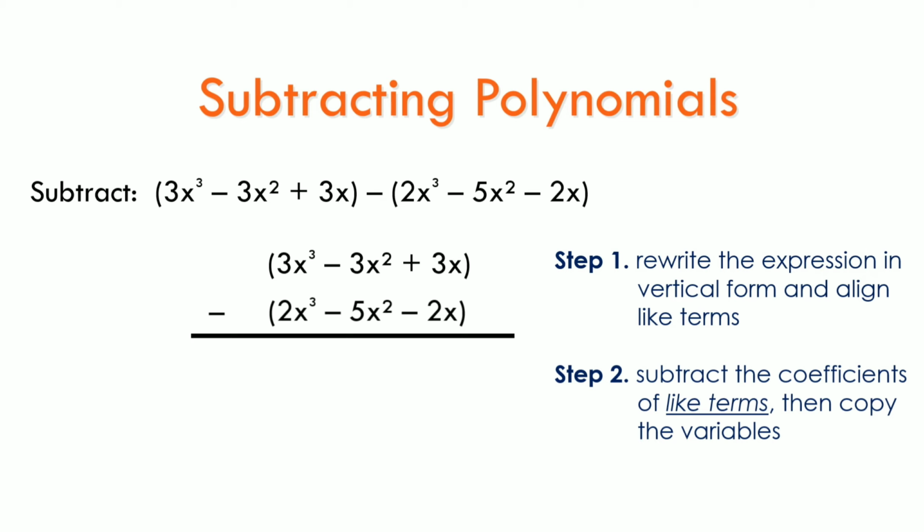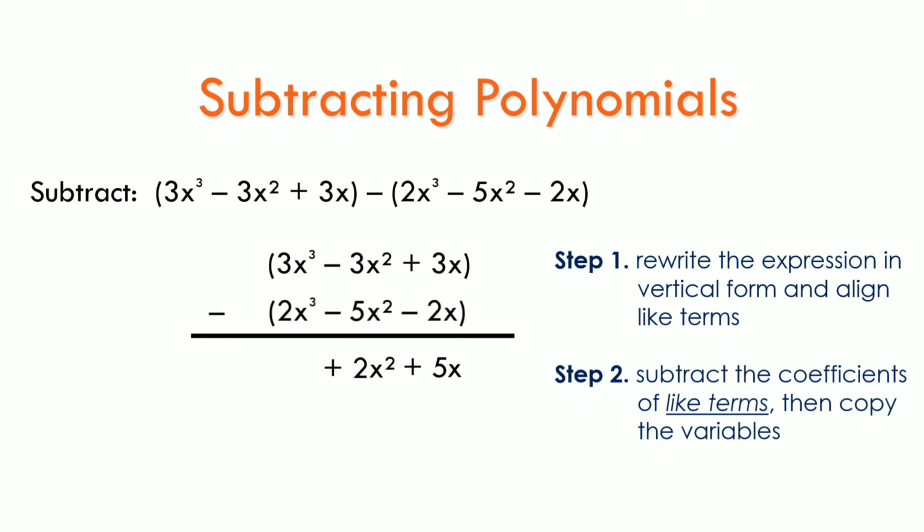Step 2. Subtract the coefficients of like terms, then copy the variables. Let's start from here. That's 3x minus negative 2x. 3 minus negative 2 is 5. Then copy the variable which is x. Here we have negative 3x raised to the power of 2 minus negative 5x raised to the power of 2. So that's just negative 3 minus negative 5. The answer would be positive 2. Then copy the variable part which is x raised to the power of 2.